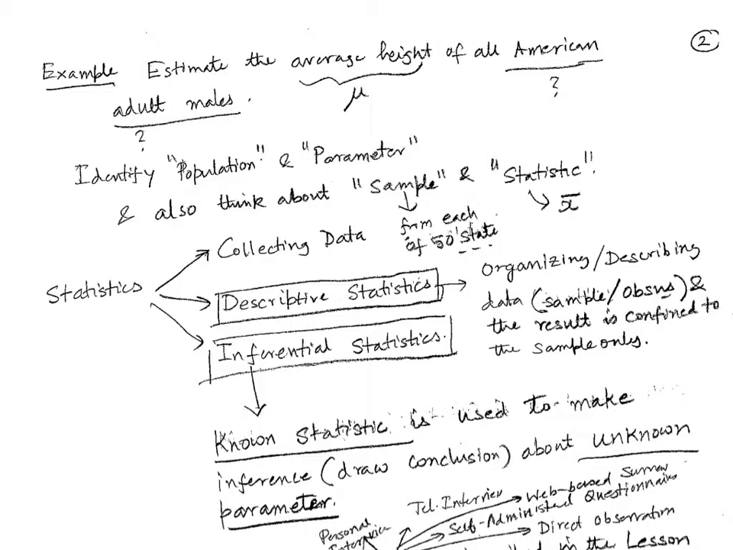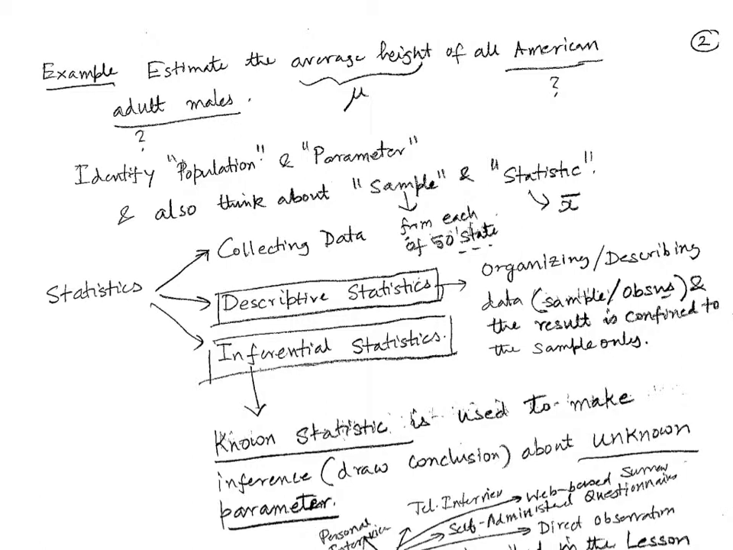Here is an example. If you want to estimate how tall American adult males are on the average, your parameter would be average height, which is denoted by mu. Your whole population can be called American adult males, and so identify population and parameter, as you can see. And also think about what the sample would be and what the statistic would be. In a sample, you have to remember, for each of the 50 states have to be represented maybe based on its size, so think about all those things.